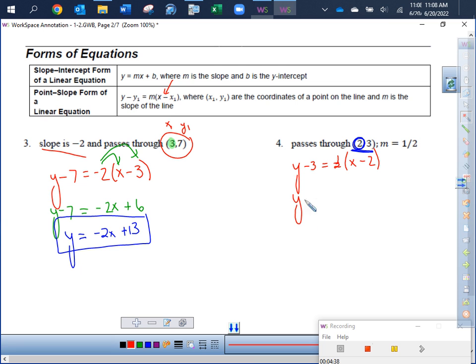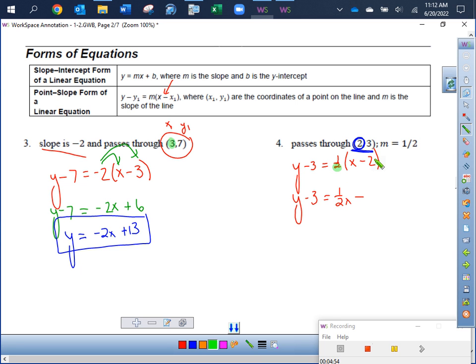Distributive time. Don't let the fraction scare you. It shouldn't be an equal sign. Sorry. Don't let the fraction bar scare you. So y minus 3 equals 1/2 times x is 1/2 x. I figure out the sign next. It's positive times a negative, so that's going to be a negative. And then I notice that this goes into this evenly. How many times does 2 go into 2? Once.